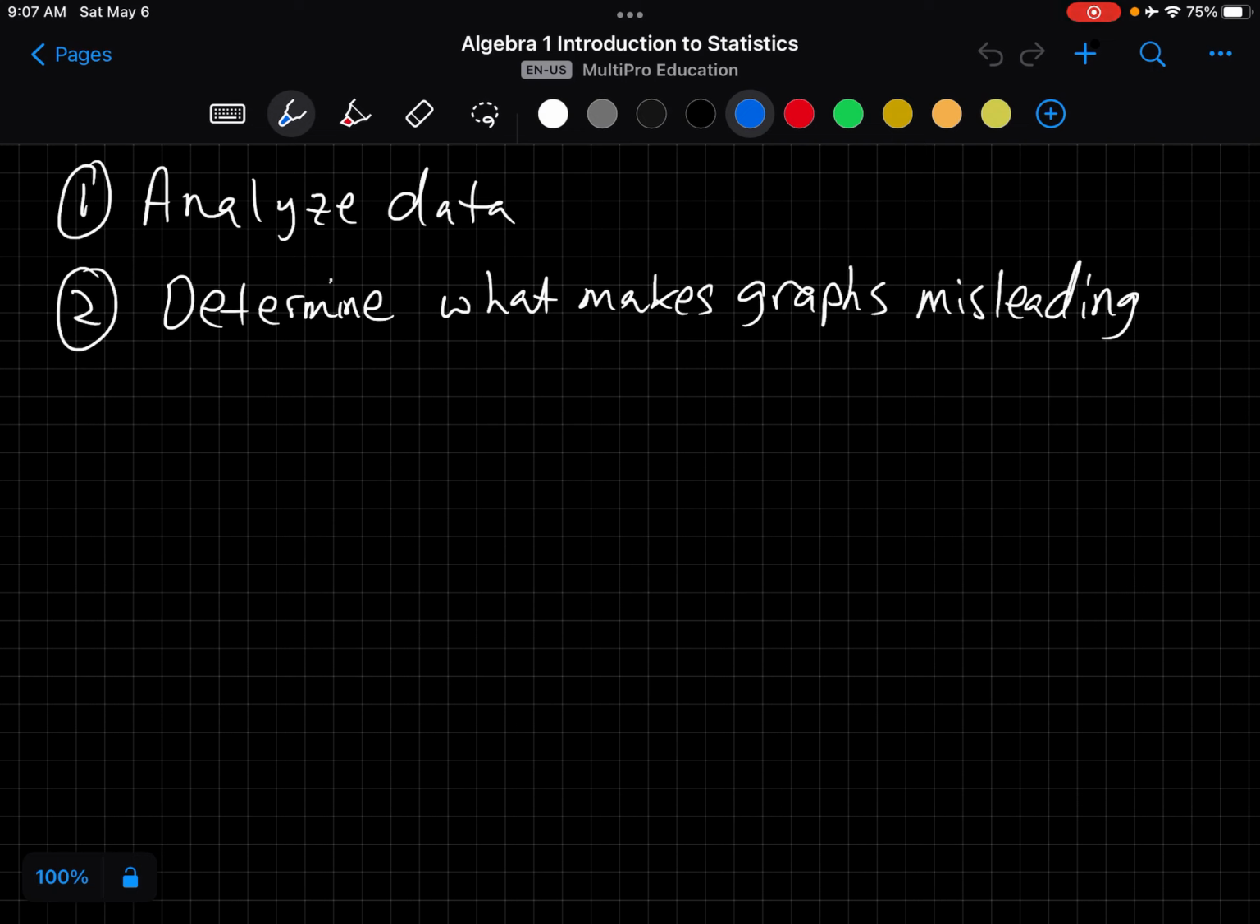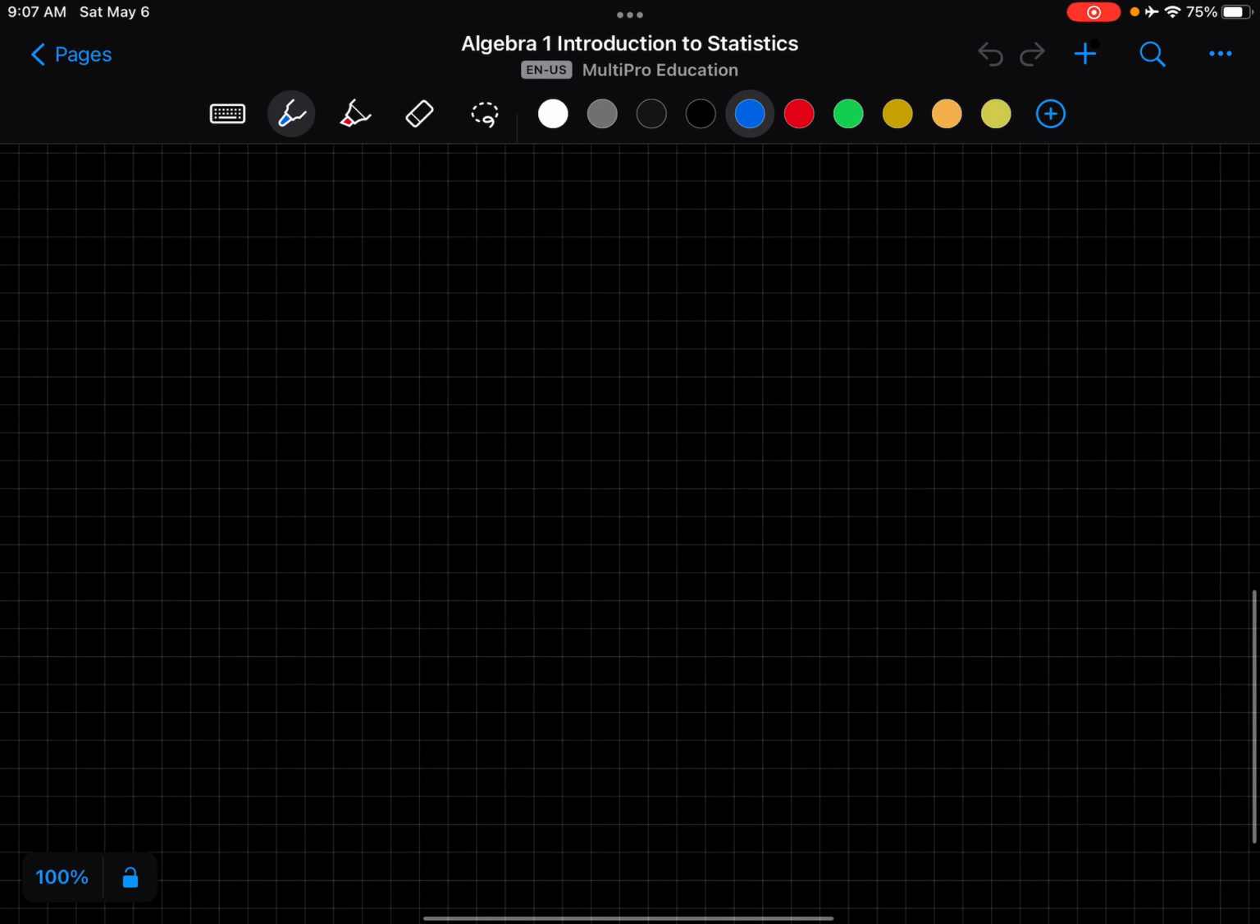So, we have two goals today. One is we're going to analyze data. And the second thing is we're going to determine what makes graphs misleading. And we're going to talk about a bunch of different graphs today. Alright, let's go ahead and dive in.